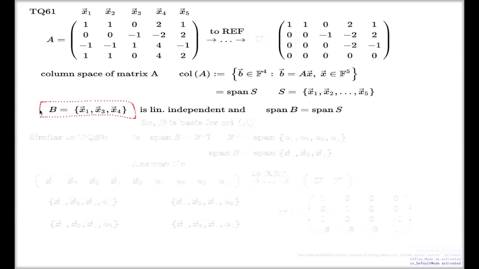So in the light of our new definition, I can say that B is the basis for the column space of A, because on one hand, B spans the column space of the matrix A. On the other hand, B is linearly independent. You see, B spans it, and B is linearly independent. So B is in fact a basis for the column space. And question 61 is finished. We found a basis for the column space of the matrix A.